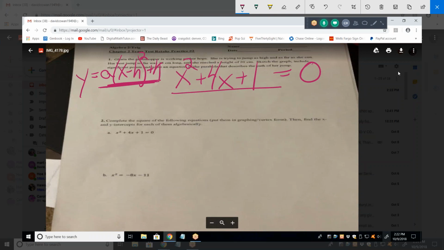Well, we're going to take this equation and try to make it look like this equation. Now the way you do that is you separate the x terms from the rest. So I'm going to do it like this: x squared plus 4x. I'm going to put parentheses around them, but I'm going to leave some room.